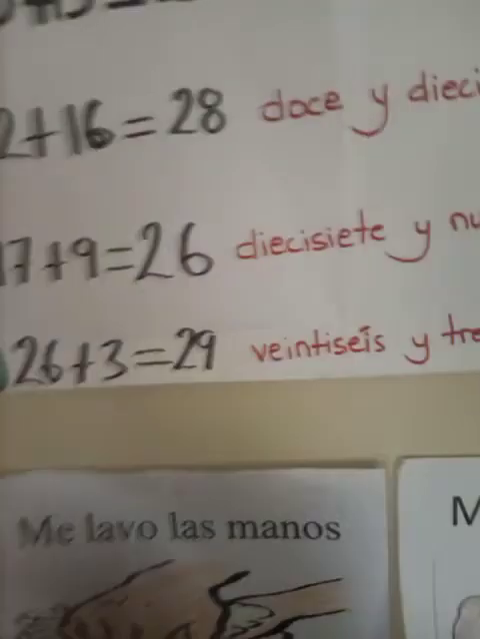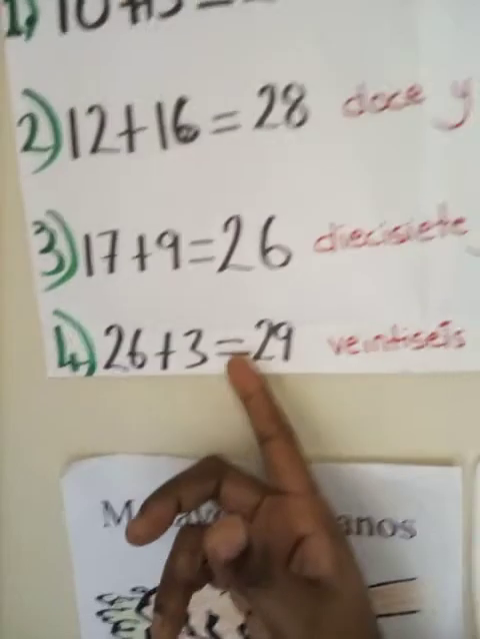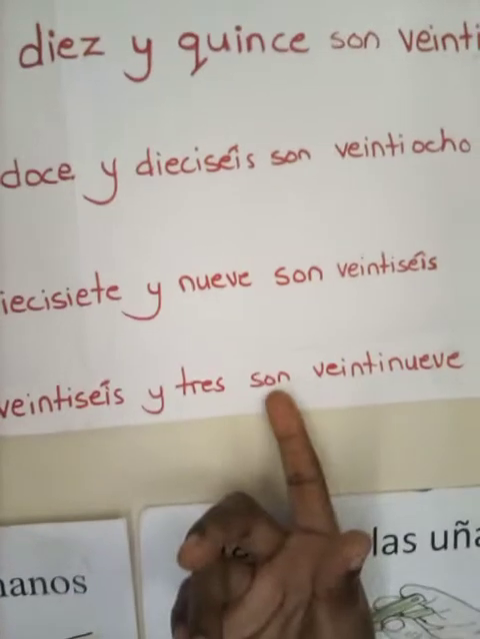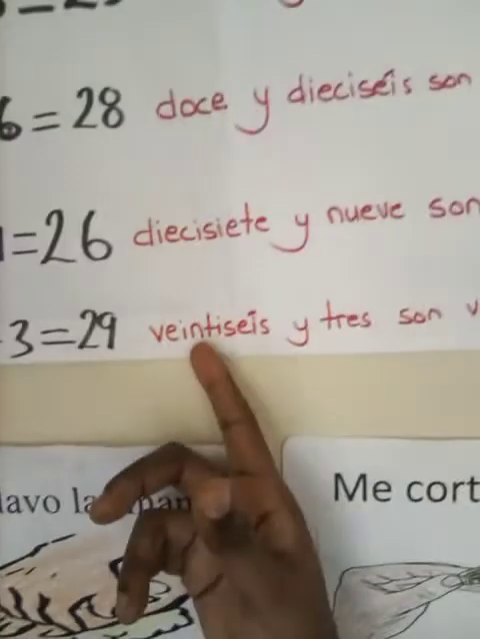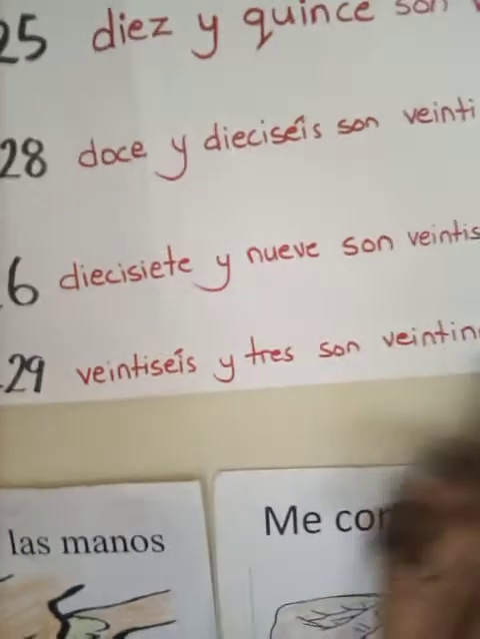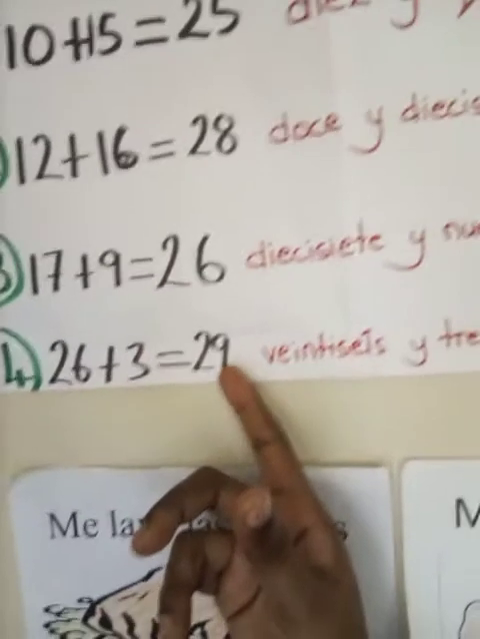Now the last example says 26 plus 3 equals 29. 26 again is veintiséis. Y means plus. 3 is tres. Son means equal, and 29 is veintinueve. So it's veintiséis y tres son veintinueve. 26 plus 3 equals 29. So those are all the examples we just went through.